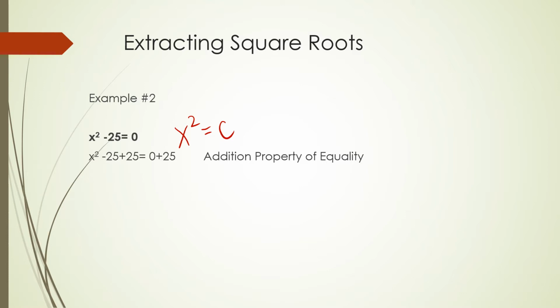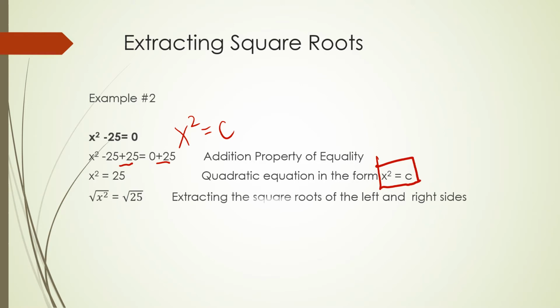Then, you're going to add both sides by 25. Okay? Para si negative 25 plus 25, it will become 0. So, ang naiwan na lang dito is x squared is equal to 25. So, ngayon, nakasulat na siya into the form of x squared is equal to c.